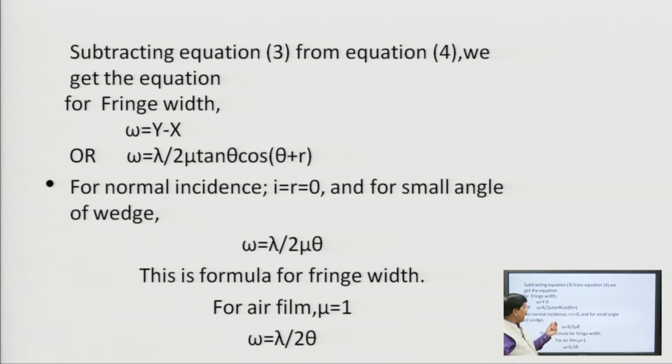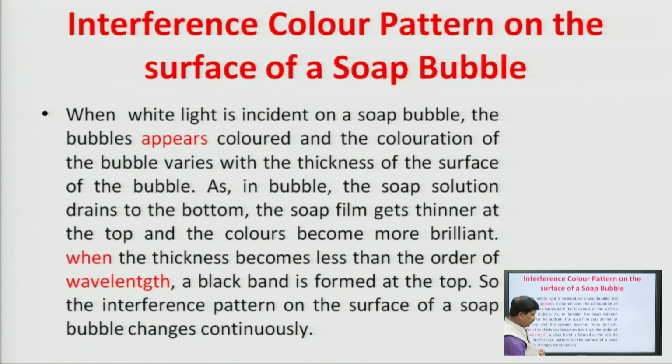For a small angle of wedge, theta will be 0, cos 0 means 1, and tan theta will be theta for a small angle of wedge. So, our equation will become omega, that is the fringe width, equal to lambda upon 2 mu theta. This is the formula for fringe width. For air film, mu will be 1, then the fringe width formula will be lambda upon 2 theta.